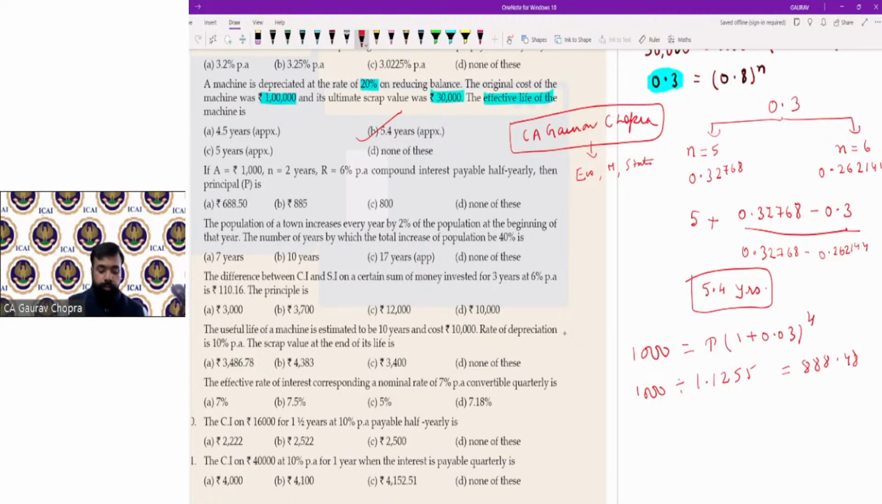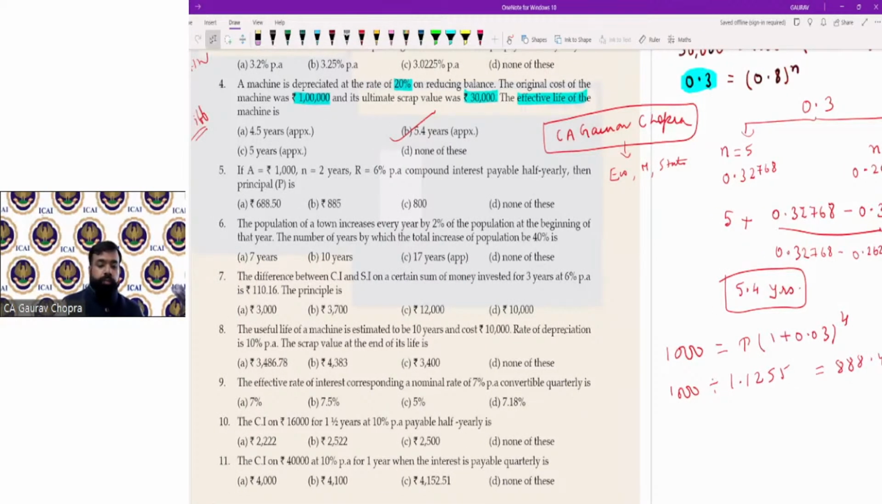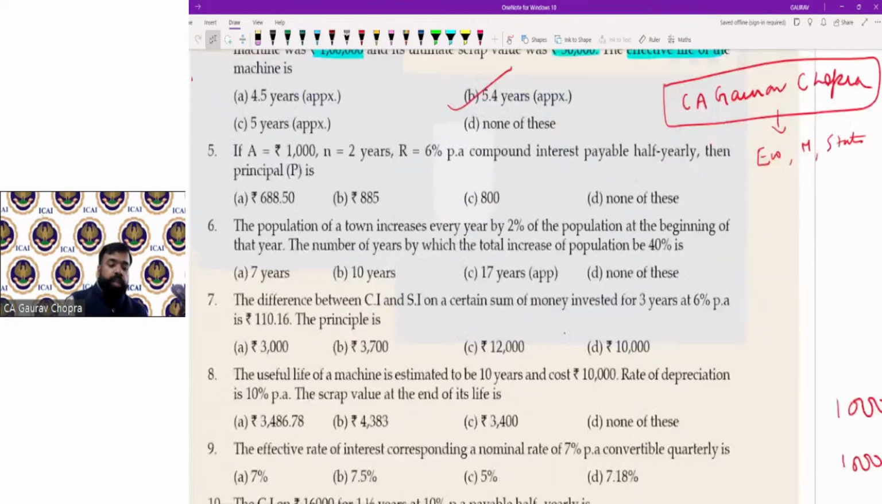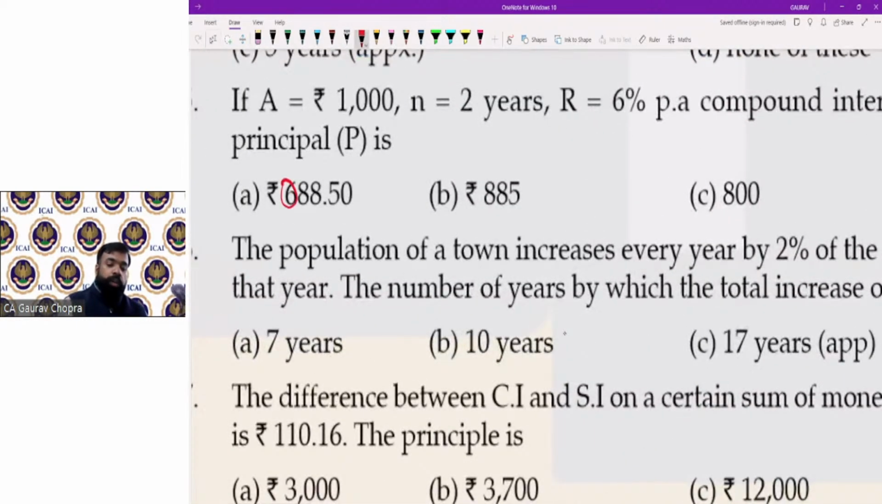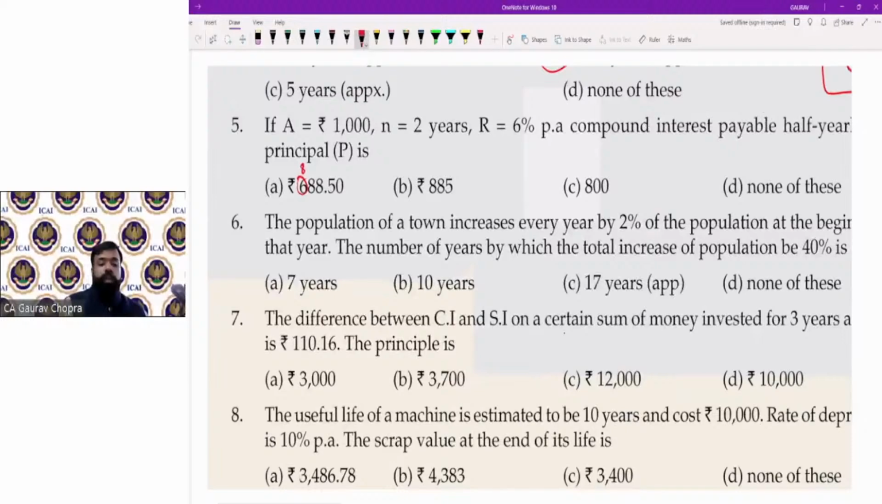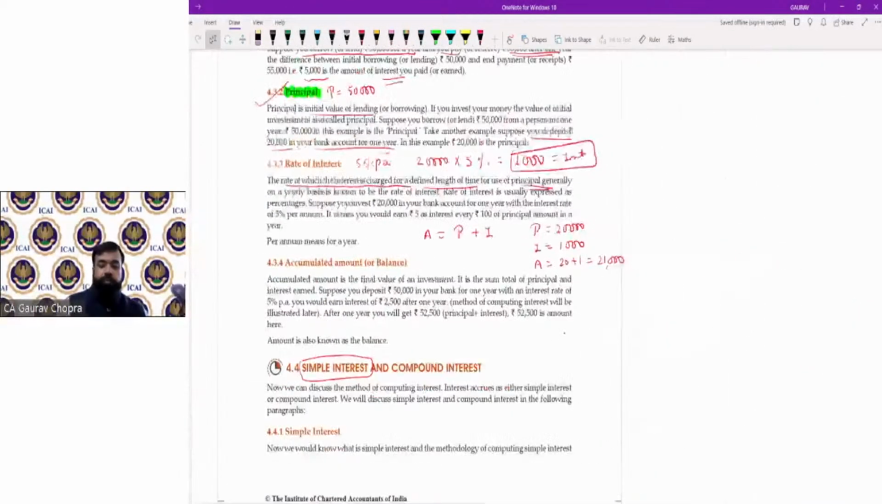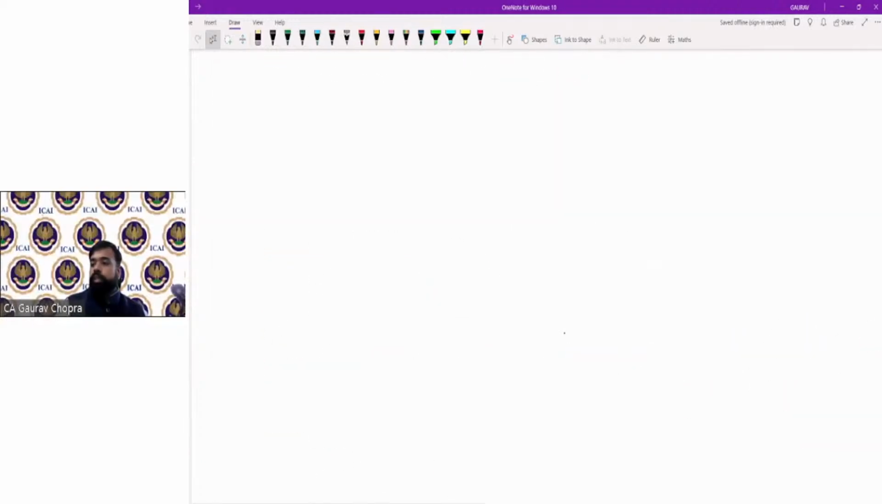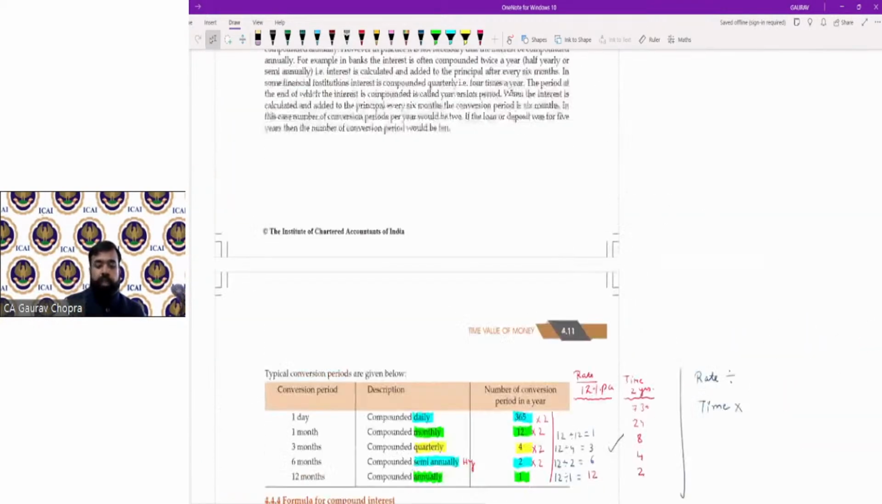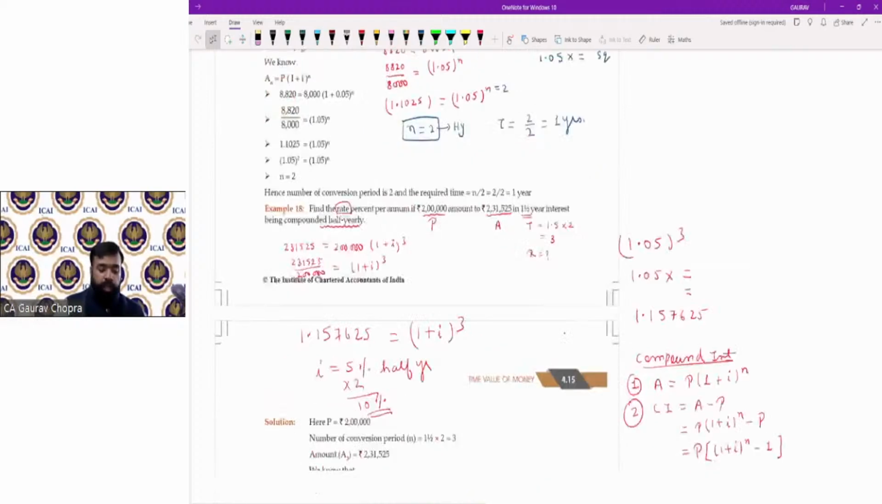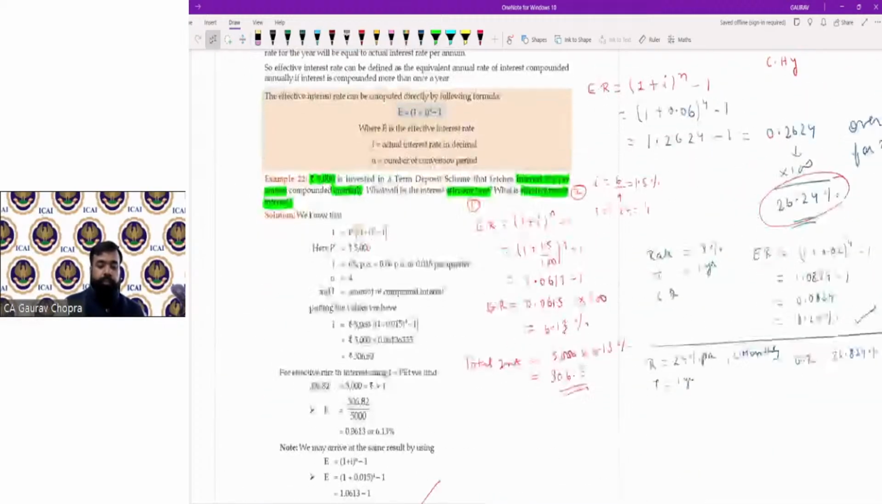All right. So which option is correct? In case of option number A, the option should be 888.5. In place of this 6, you have to convert this into 8. So 888.5 will become your correct answer. So this is the exact answer which we are getting.